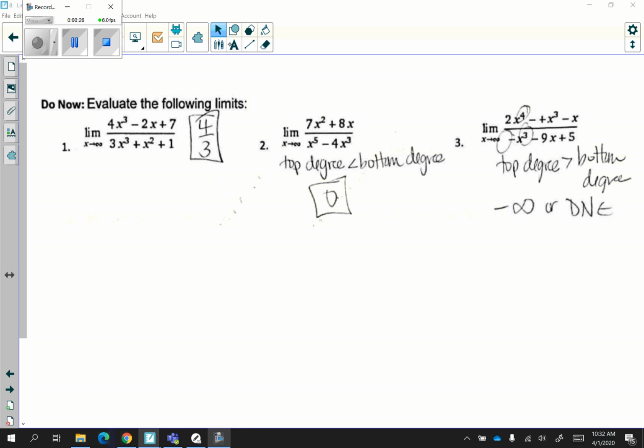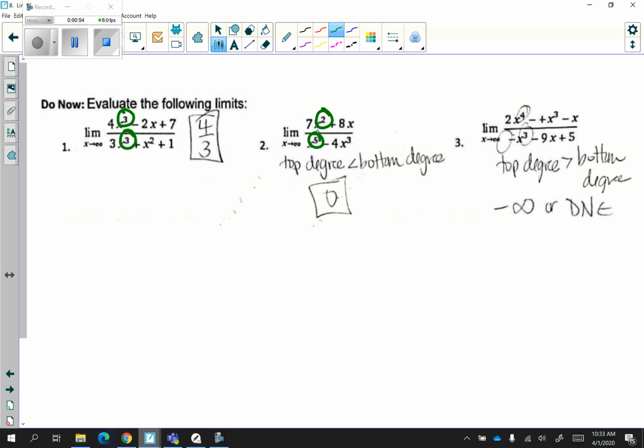So if you notice for number 1, the limit as x approaches infinity, the degree of the numerator and the degree of the denominator are the same. So the limit is the ratio of the coefficients, 4/3. For number 2, the limit as x approaches infinity, notice the degree of the denominator and the degree of the numerator. The top degree is less than the bottom degree, so therefore it is bottom heavy and it approaches 0.